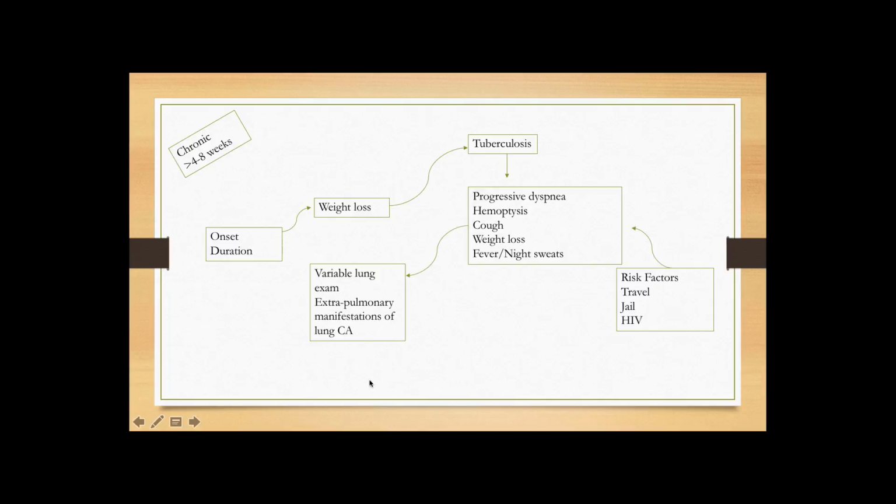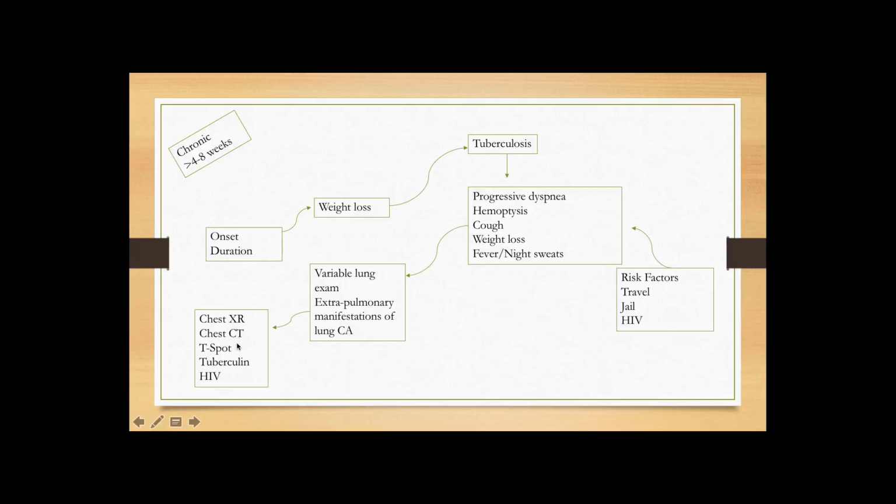On exam, exactly the same exam findings. This is a typo here. They don't have extrapulmonary manifestation of lung cancer. They actually have extrapulmonary manifestations of tuberculosis. So they may have some extrapulmonary TB findings. So sorry about this typo here. They may have variable lung exam or a very normal lung exam.